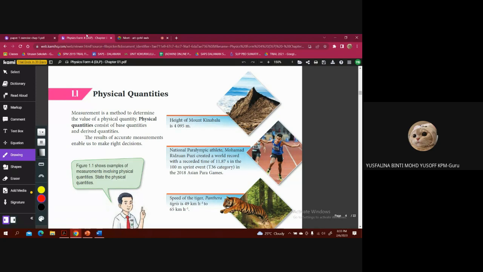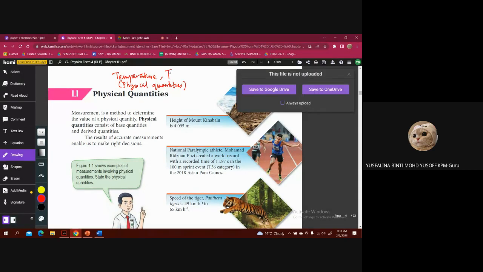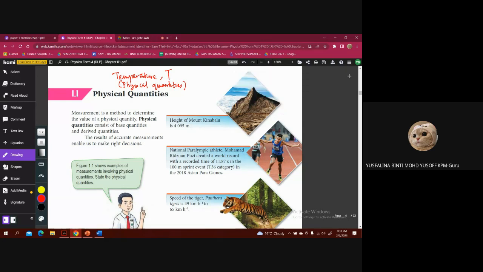You need to know that when they ask you for the physical quantity, it means what the measuring instrument can measure. For example, if they put thermometer, it measures temperature. So this temperature we call the physical quantity. The symbol for temperature is T, and if they ask for the SI unit, then you say Kelvin.